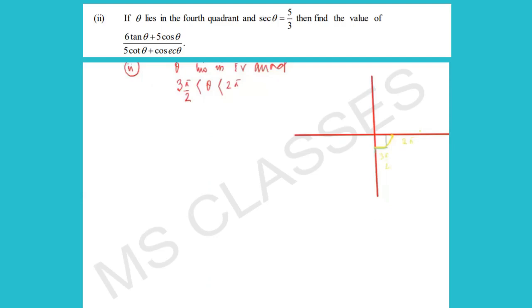Now here theta is greater than 3 pi by 2, less than 2 pi. Now it is lying in which quadrant? Fourth quadrant, and sec theta value is given. Now here also we'll take a triangle. There is theta. Now this will be hypotenuse and this will be base. So this will be perfect.